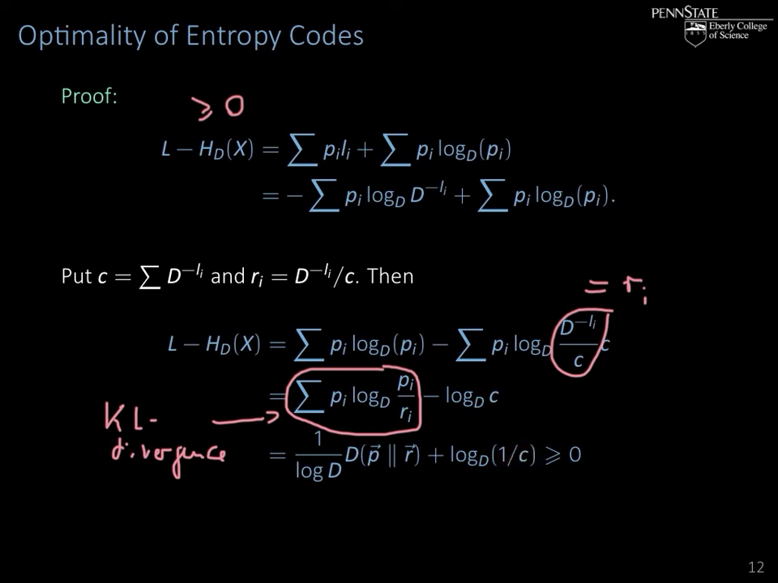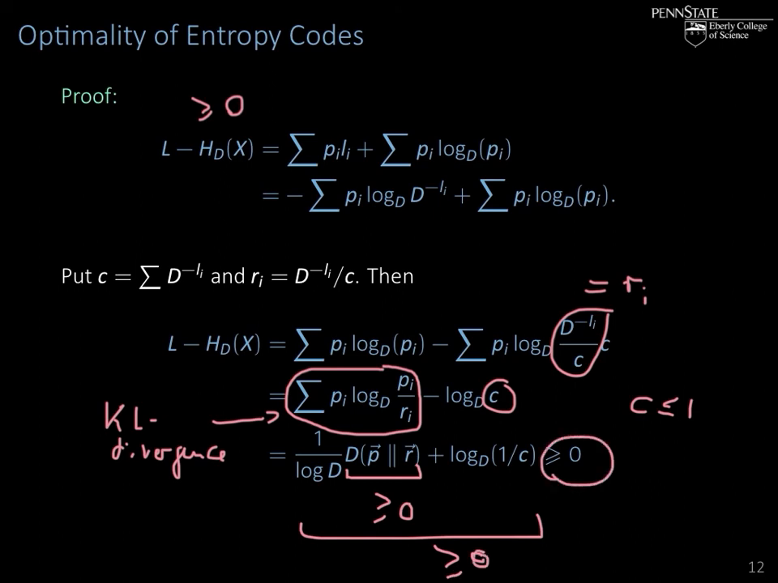C, note, however, is at most 1. So log_d of c is negative or 0, and in turn this here, log_d of 1 over c, is positive. We've also shown in the previous lecture that the Kullback-Leibler divergence is always greater than or equal to 0 using Jensen's inequality. So the whole term here will be greater than or equal to 0, which is just what we wanted to show.